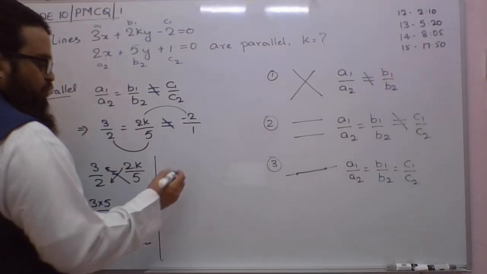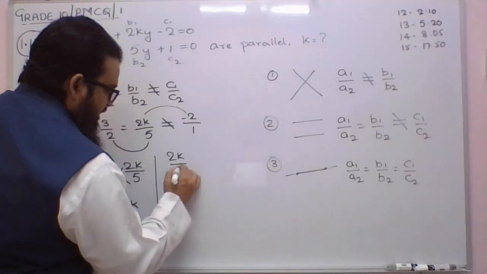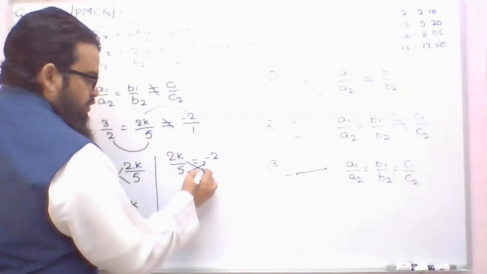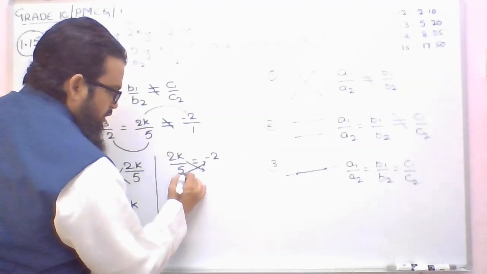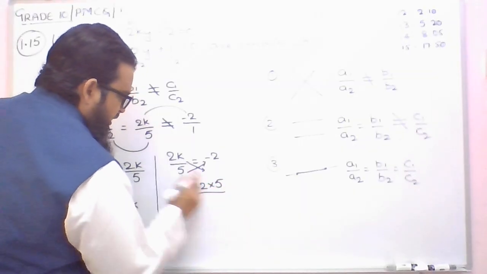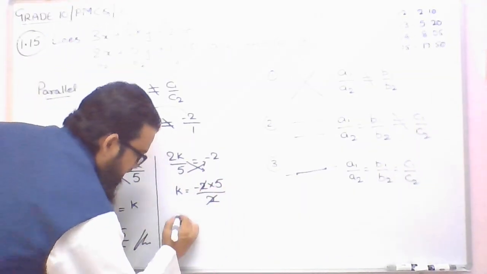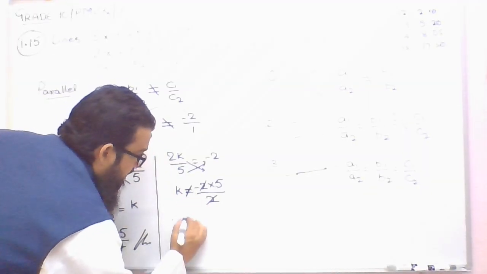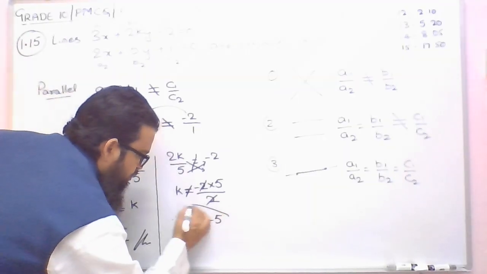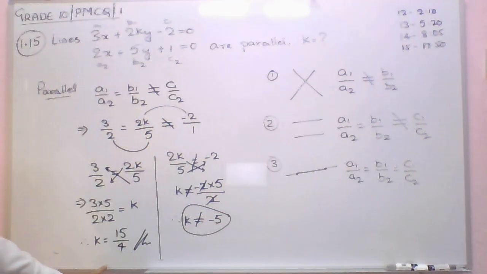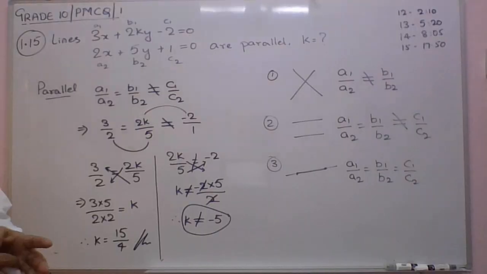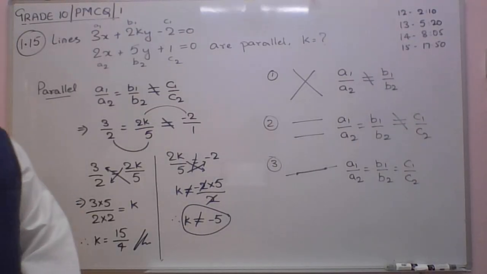And when you equate these two, what will happen? Let us see. 2k divided by 5 is not equal to minus 2. So transpose 5 and 2 to the other sides. So k is not equal to, when I transpose 5 from the denominator, it is 5 divided by 2. 2 and 2 get cancelled. So therefore k is not equal to minus 5. So there are two conditions. The value of k is 15 by 4 and k should not be equal to minus 5. This also can be asked. Is it clear, my dear students?